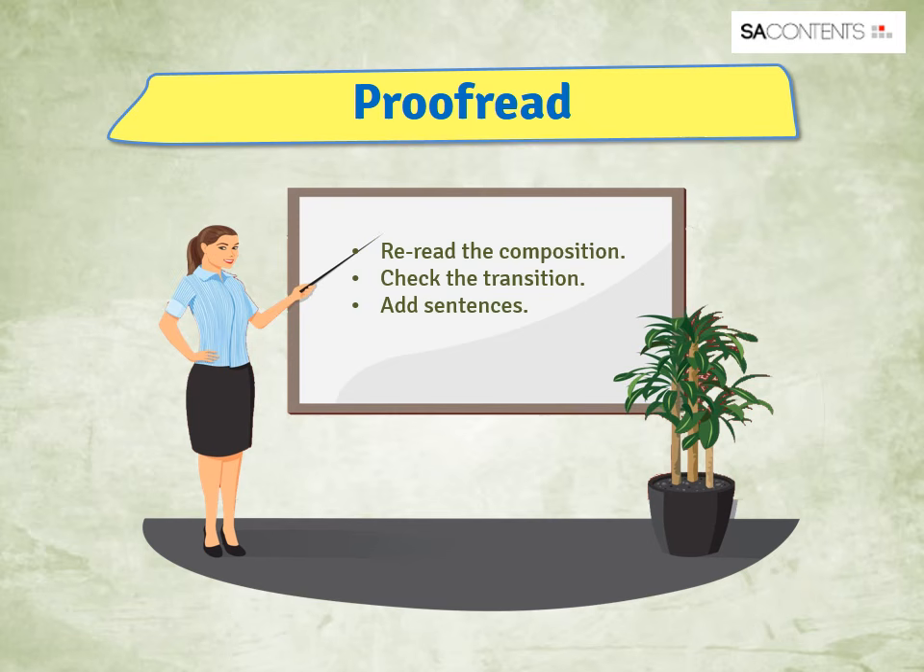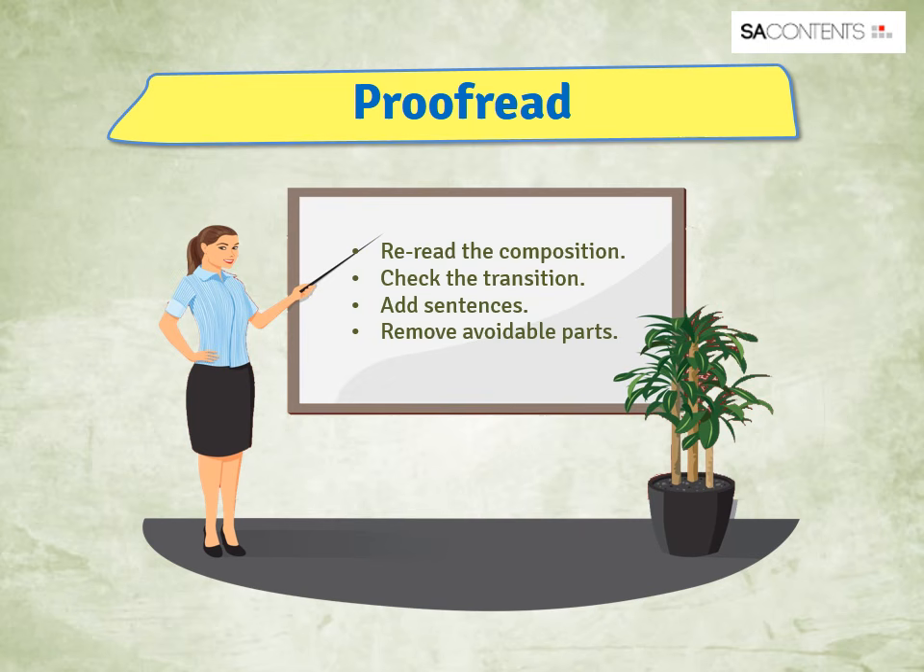Add sentences. While rereading the composition, you will come across some other element that you might have missed describing or something that would add something to the composition. So you can just add sentences wherever it is required. Other than adding sentences, while rereading, you might also come to certain points which you think are not really important. So you can just remove those avoidable parts.